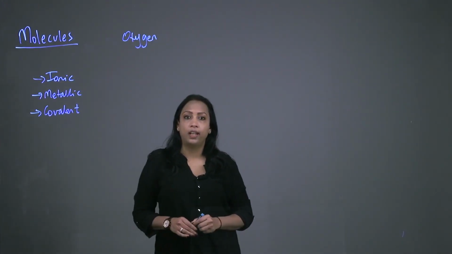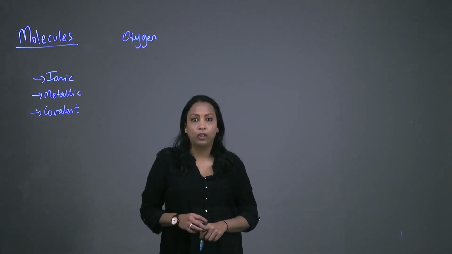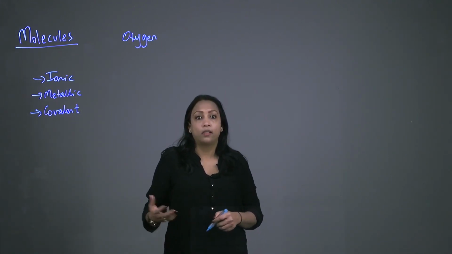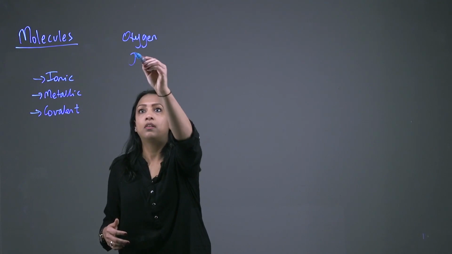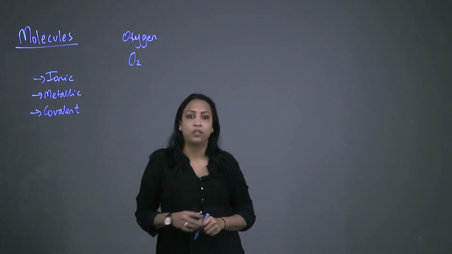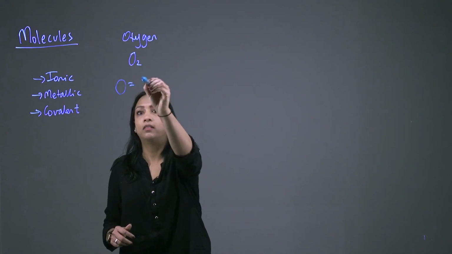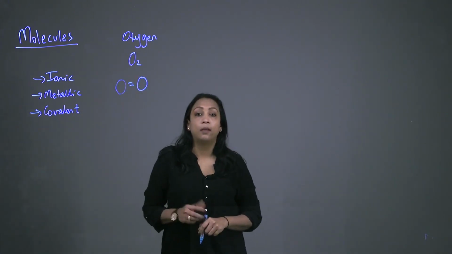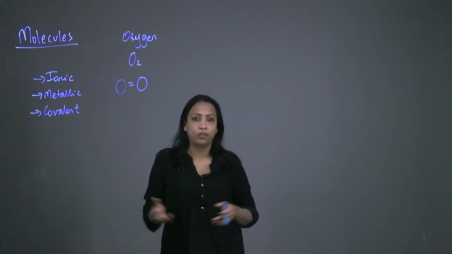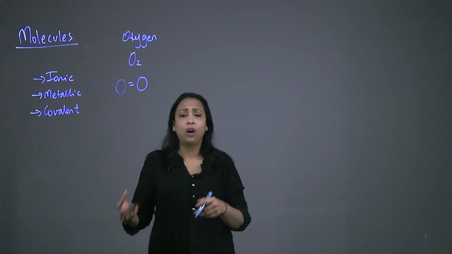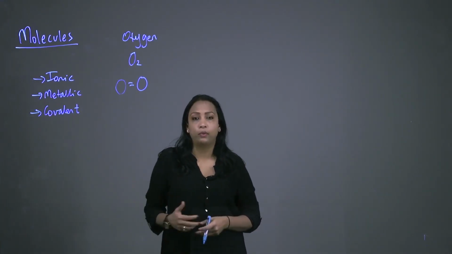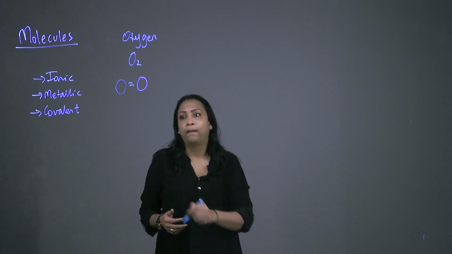So oxygen is a diatomic molecule, which means that it comprises of two atoms. So the chemical formulae of oxygen is O2. We can draw oxygen like this, where there is a double bond between the two oxygen atoms. Oxygen is a gas at room temperature and pressure.